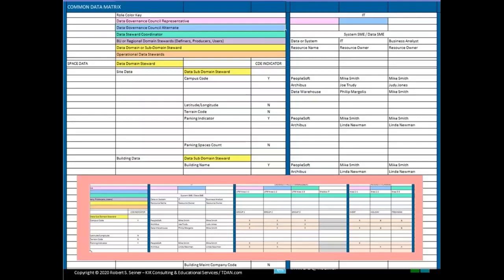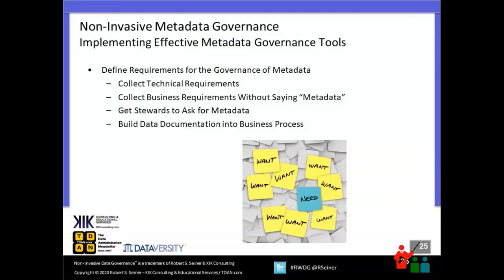So the common data matrix becomes an important tool for getting started with your program, because if we don't know who does what with the data, we don't know what data exists or where the most critical data exists, it's going to be very difficult for us to demonstrate value with our data governance program.